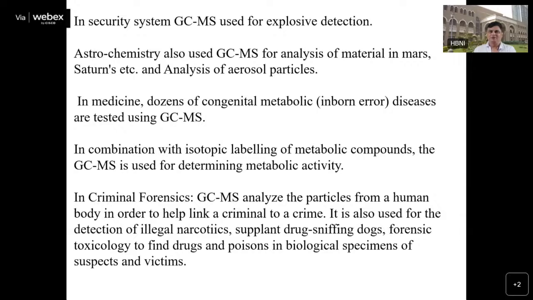In combination with isotopic labeling of metabolites, GC-MS is used for determining metabolic activity. In criminal forensics, GC-MS analyzes particles from a human body to help link a criminal to a crime. The crime scene analysis is combined with various samples from the human body, and then they match both. It is also used for the detection of illegal narcotics, supplement drugs, and drug-sniffing dogs, and in forensic toxicology to find drugs and poisons in the biological specimens of a suspect as well as the victim.